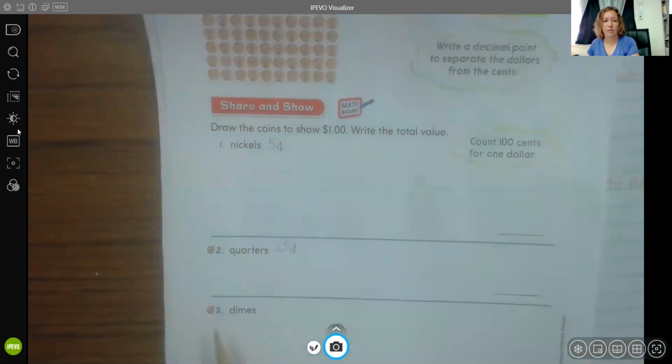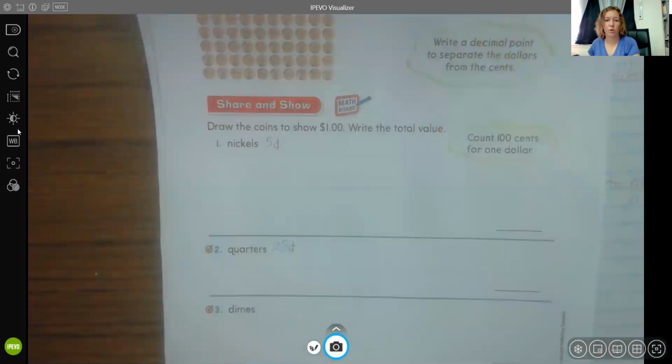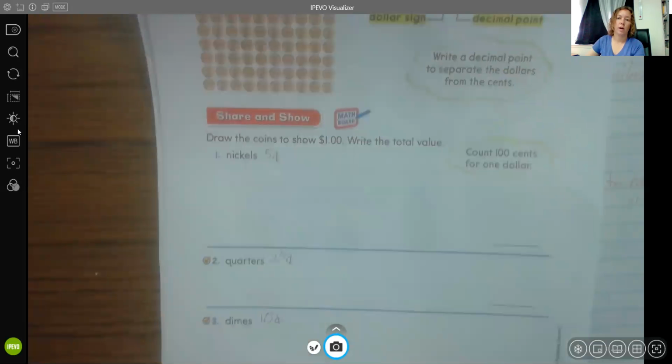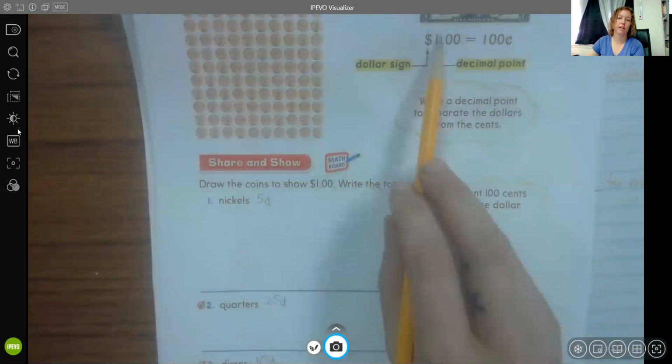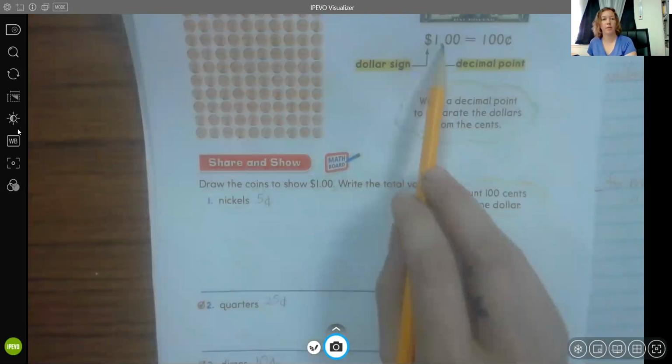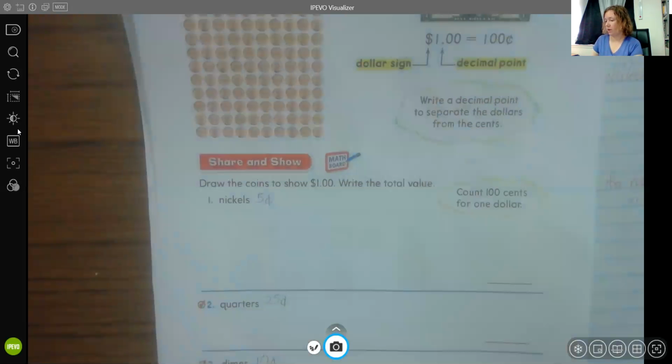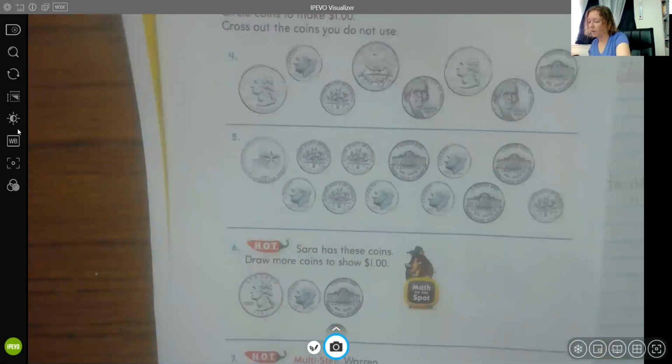And dimes. They want you to draw the coins to show $1. So a dime is worth 10 cents. They want you to draw how many dimes it would take to make $1. Okay, and when you write $1 for the amount, put your dollar sign in front and put your decimal point there. Okay. All right. Page 369.